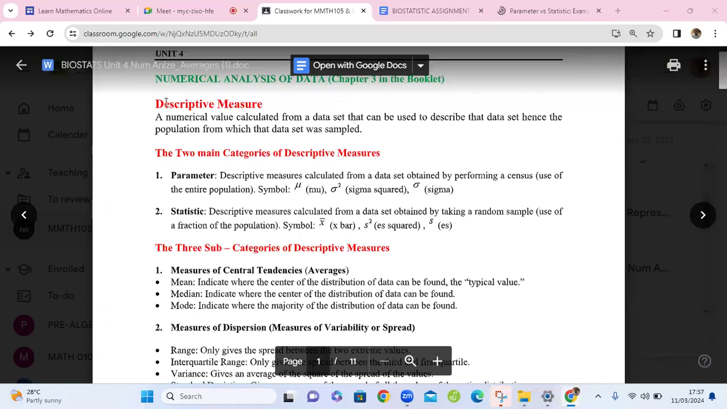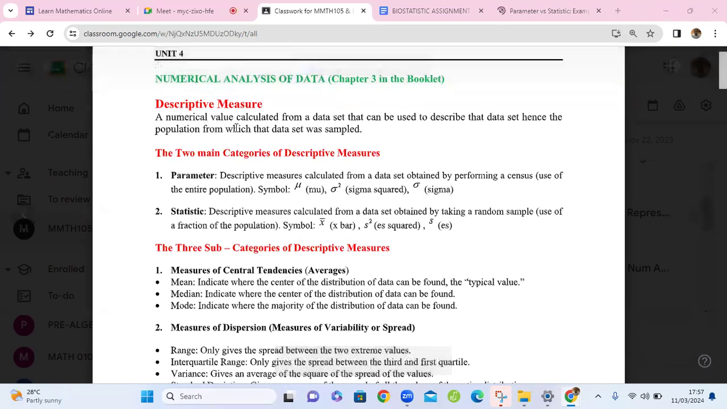So we can look in our notes and do a little revision. Unit 4, numerical analysis of data. It's chapter 3 in the booklet. The term descriptive measure means a numerical value calculated from a data set that can be used to describe that data set, hence the population from which that data set was sampled. Now, the two main categories of descriptive measures are parameters and statistics. Parameters are descriptive measures calculated from a data set obtained by performing a census, use of the entire population.